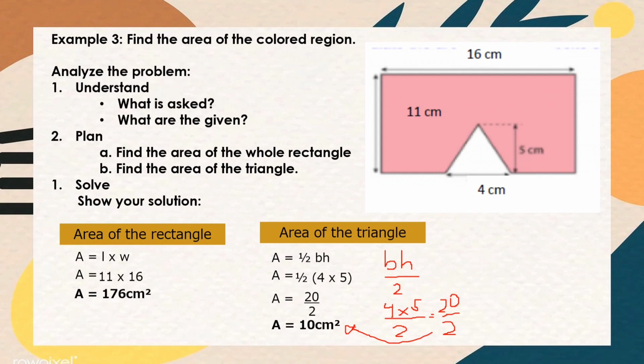Okay, so now we are able to find the area of the colored region. By what? By subtracting the area of the triangle from the area of the rectangle. So we have here 176 minus 10. The answer there will be 166 square centimeter. So that is the area of the colored region.